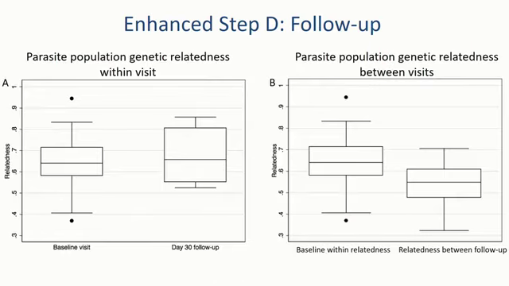And so we added a genetics component here. We used the 24-SNP barcode developed by the group at Harvard to look at the relatedness of the parasites within each visit. The graph on the left is the within-visit parasite relatedness at baseline, and then the within-visit parasite relatedness at the 30-day follow-up. We see pretty moderate relatedness amongst these populations. But when we look between visits, we see a decrease in parasite relatedness between the 30-day visit and the infections at the baseline visit.